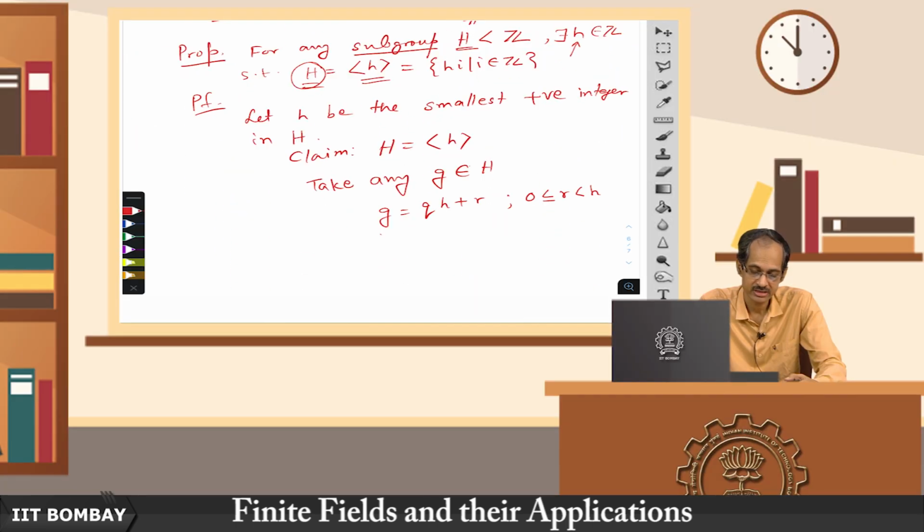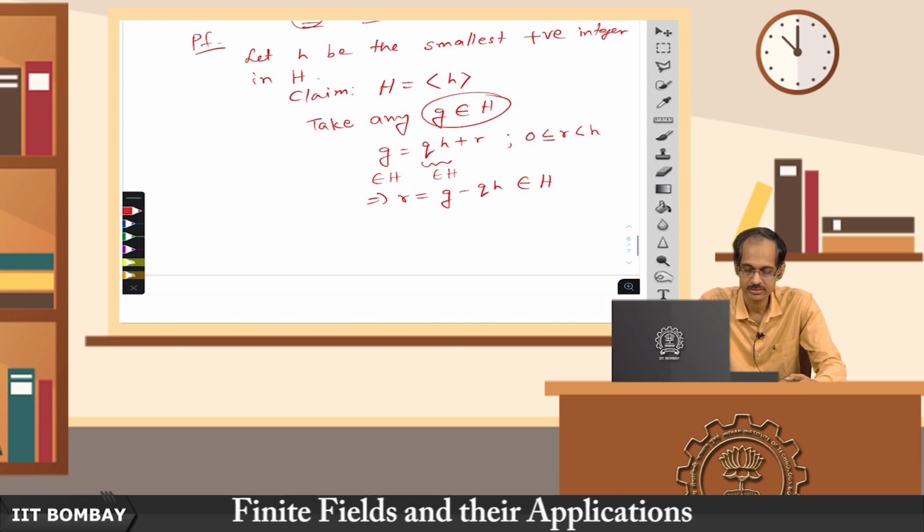Now, we see that g is in H, and q times h is q times the addition of h, which must also be in H. So that means r, which is equal to g minus q h, is also in H. But we see that r is either 0 or less than h.